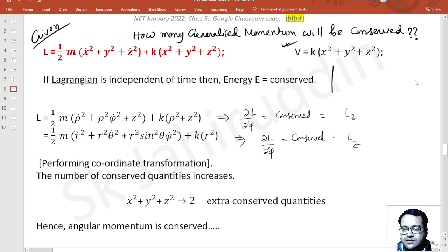You may say, okay sir, these are non-zero: del L del x not equal to 0, del L del y not equal to 0, they are all not equal to 0. So then there is no conserved angular momentum or no conserved linear momentum, but that will be wrong. Sometimes we miss the hidden symmetry of the problem.